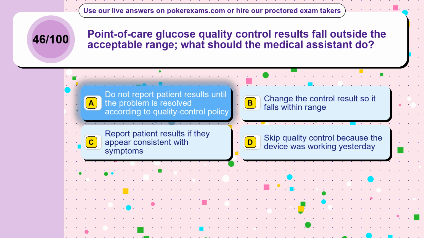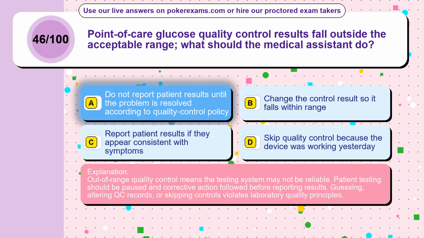The correct answer is option A. Do not report patient results until the problem is resolved according to quality control policy. Out-of-range quality control means the testing system may not be reliable. Patient testing should be paused and corrective action followed before reporting results. Guessing, altering QC records, or skipping controls violates laboratory quality principles.